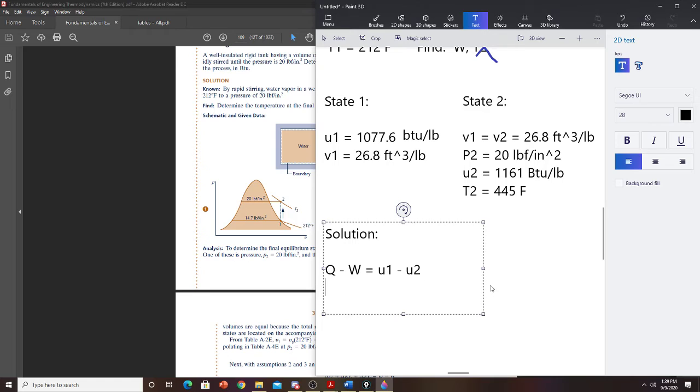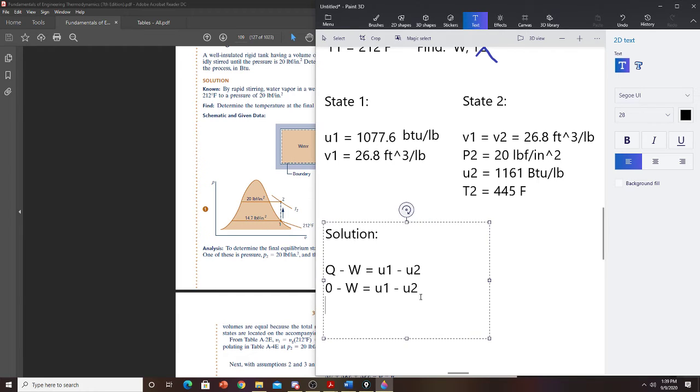So this right here is where we're at. Now, if you guys remember from the first part of the question, Q is equal to 0, right? Because it was a very well insulated tank, as they called it. Very well insulated. So we can have a 0 there for that. And now we have work is equal to U1 minus U2. Well, we know both of those values, right? We found them painstakingly, but we found them. We have work is then equal to U2 minus U1.